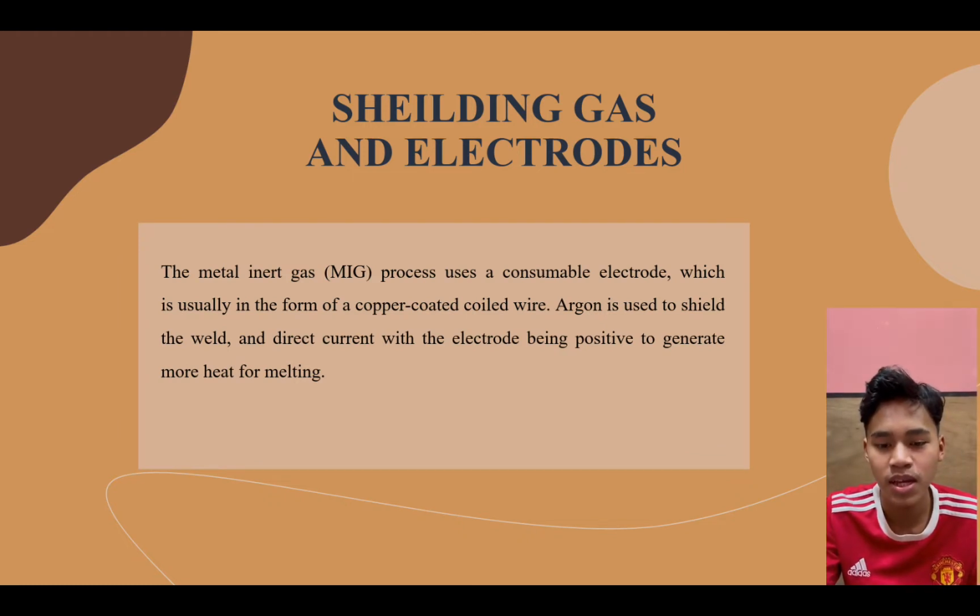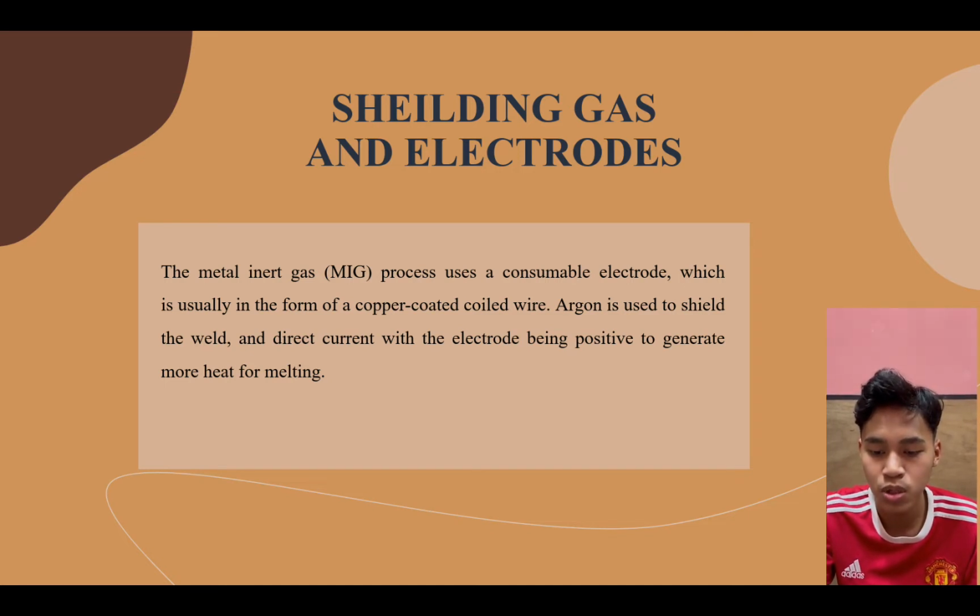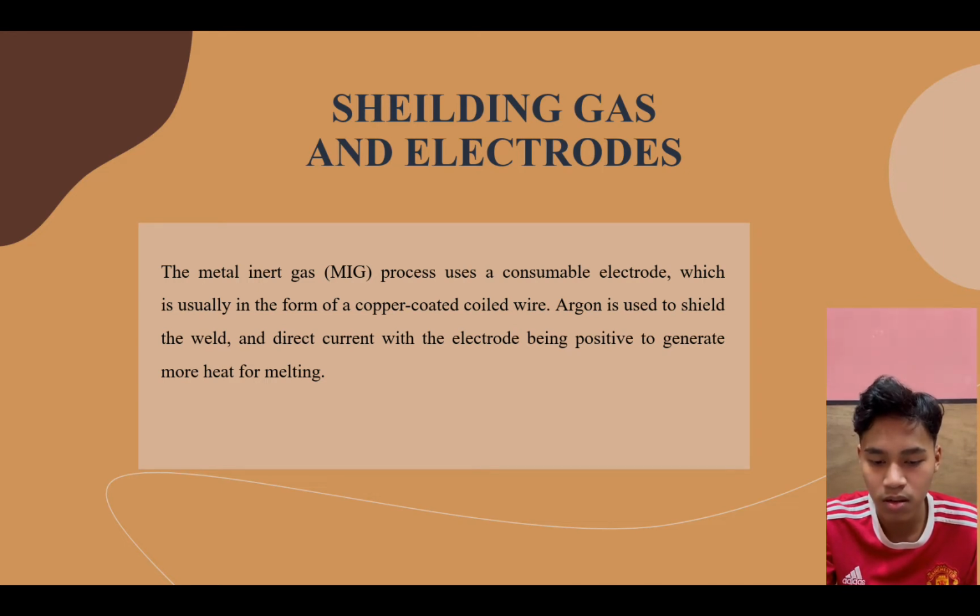So these are the MIG welding electrodes. The metal inert gas MIG process uses a consumable electrode, which is usually in the form of copper-coated coiled wire. Argon is used to shield the weld, and direct current is used with the electrode being positive to generate more heat for melting.